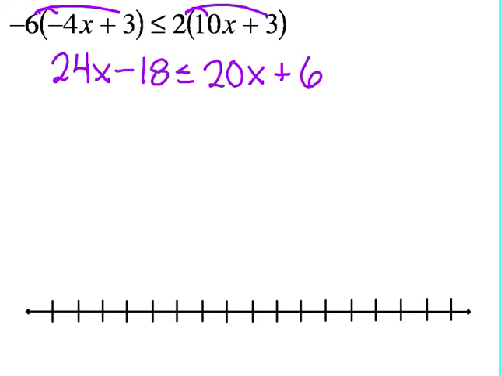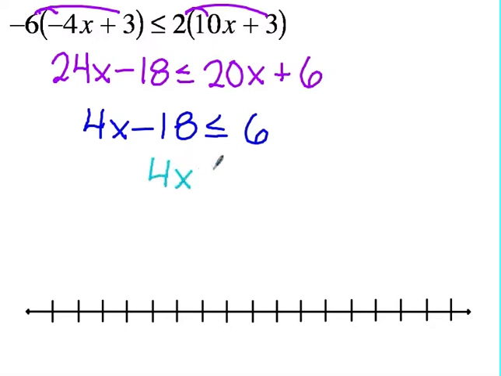Okay. What should I do now? Okay, subtract 20x, so I really get 4x minus 18 less than or equal to 6. What should I do now? So then I get what? 4x is less than or equal to 24. What do you do now? So you get x less than or equal to 6. Okay, you can graph those. We're going to look at the next problem because we've done plenty of graphing.